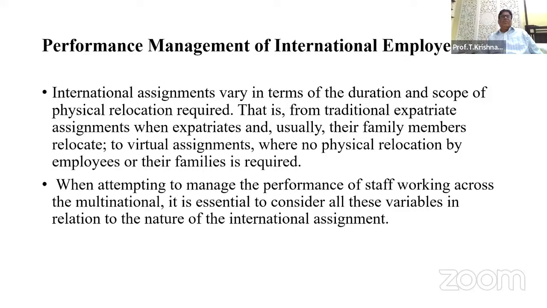Now we shall discuss performance management of international employees. International assignments vary in terms of the duration and the scope of physical relocation required. That is, from traditional expatriate assignments, when expatriates and usually their family members relocate, to virtual assignments where no physical relocation by employees or their families is required. I think we discussed all these things in detail while discussing expatriates. When attempting to manage the performance of staff working across the multinationals, it is essential to consider all these variables in relation to the nature of the international assignment.